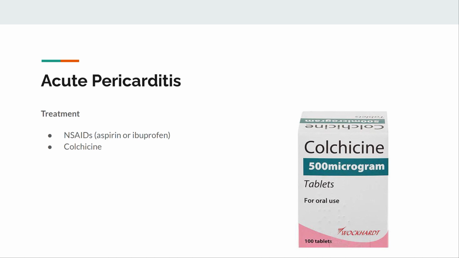The treatment is anti-inflammatories plus colchicine. In America, they don't use colchicine right away, but in Australia, the guideline is to start both. So ibuprofen or aspirin plus colchicine. Colchicine is a drug that inhibits the sort of invasion of inflamed tissue by white blood cells. So it's a good anti-inflammatory agent. It's also used during acute flares of gout. That's where you will see it maybe this year, but probably in second year.